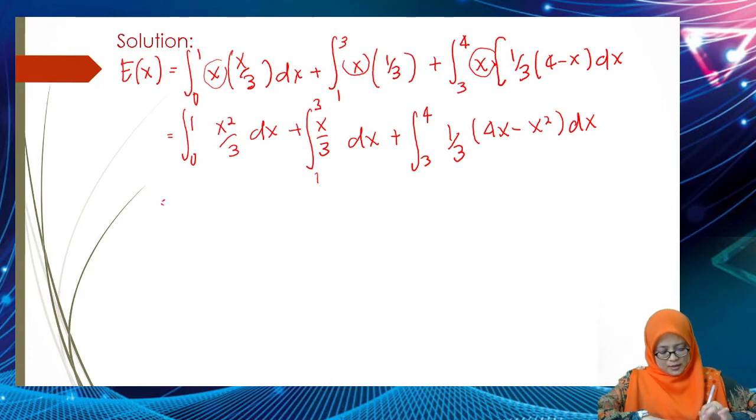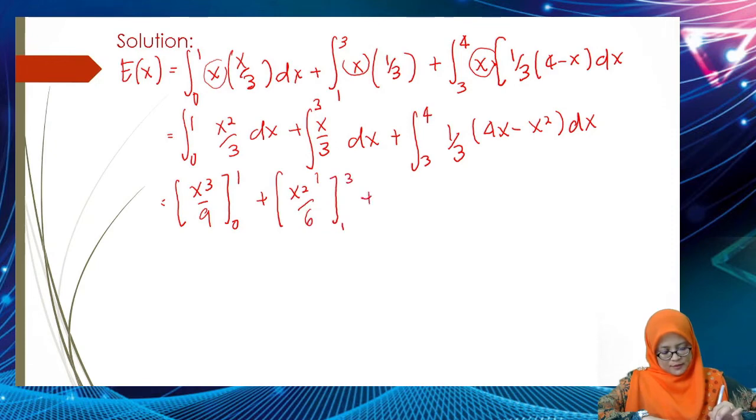Okay, so ni integrate, so awak akan dapat x cube over 9, substitute value 0 to 1 plus x square over 9, x square over 6, substitute value 1 to 3 plus 1 over 3, 4x square integrate 4x square over 2 minus x cube over 3, substitute value 3 to 4.